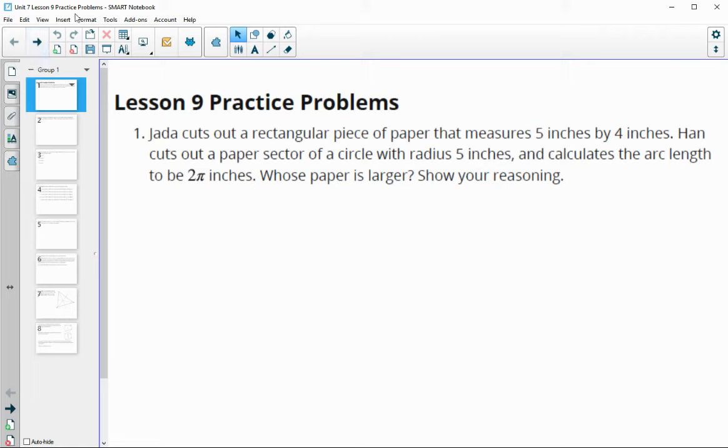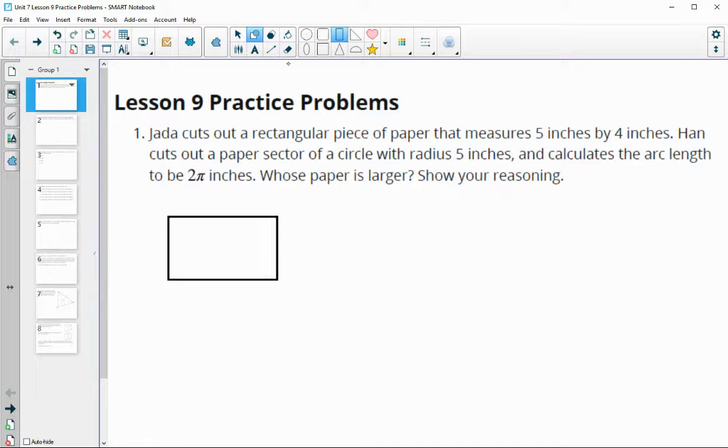In this video, we're going to take a look at Unit 7, Lesson 9 practice problems. So this first one says that Jada cut out a rectangular piece of paper that measures 5 inches by 4 inches. So let me just get a picture of that drawn. So 5 inches by 4 inches.